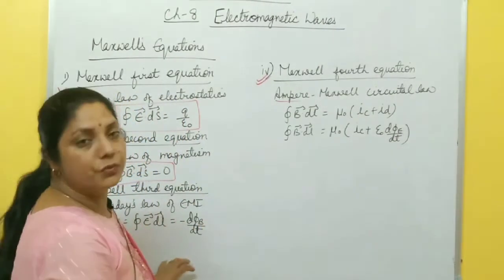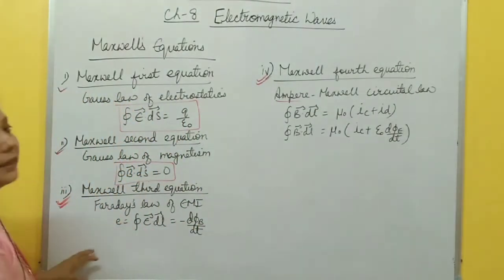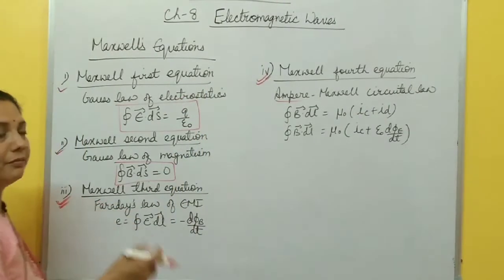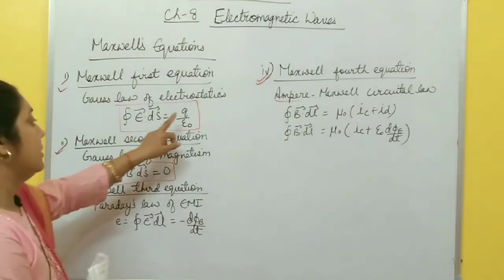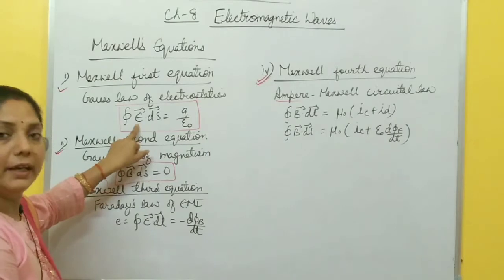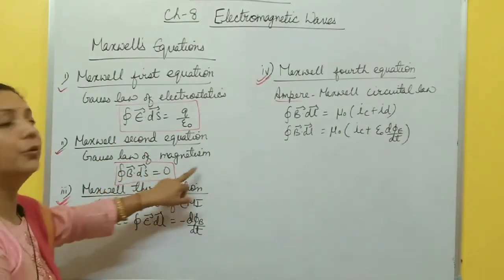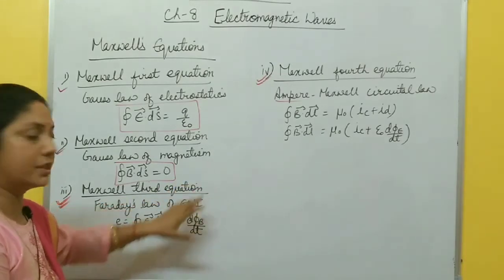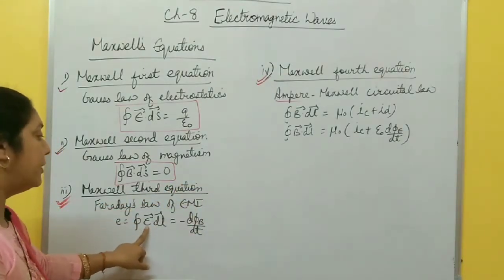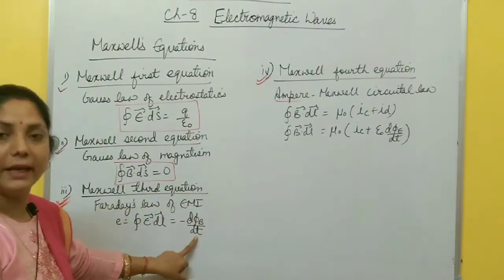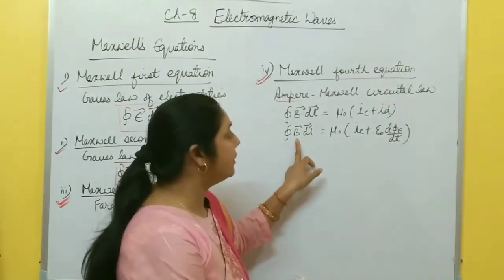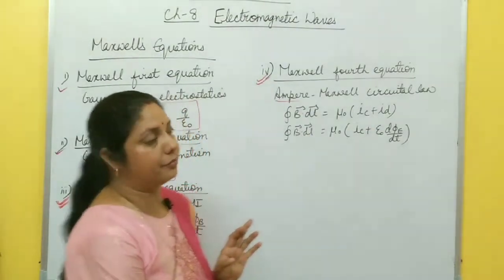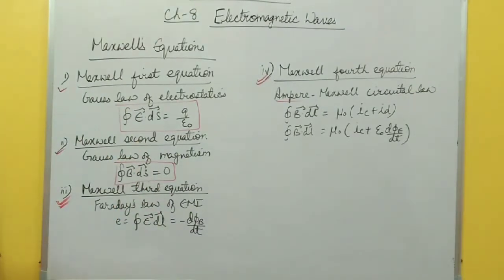So from these four equations, he predicted the existence of electromagnetic waves: charge is a source of electric field, magnetic monopole does not exist, magnetic field lines are always closed curves, right? Here electric field is produced due to a time varying magnetic field, and magnetic field is produced due to a time varying electric field. Okay, so please take a screenshot of this one. After that we will discuss electromagnetic waves.